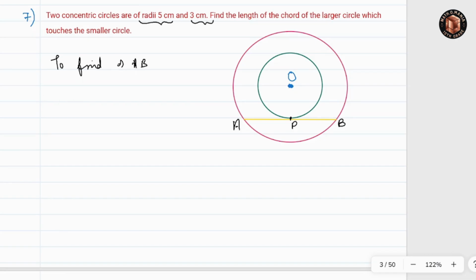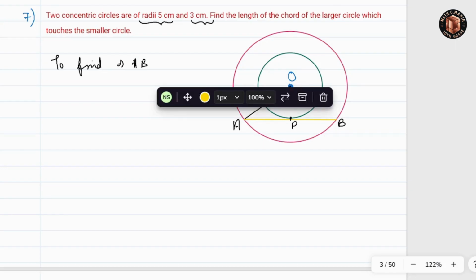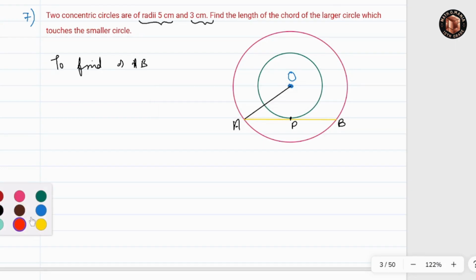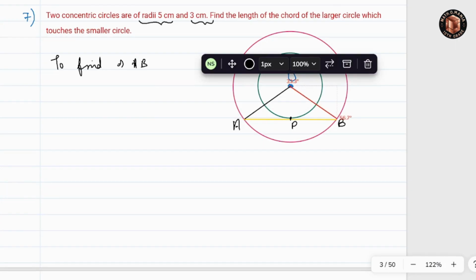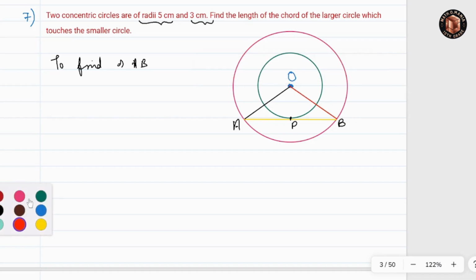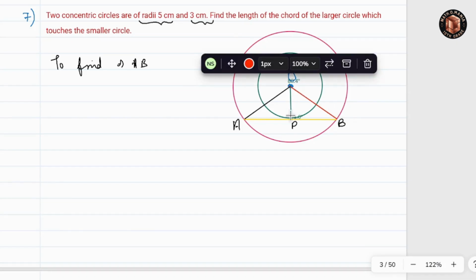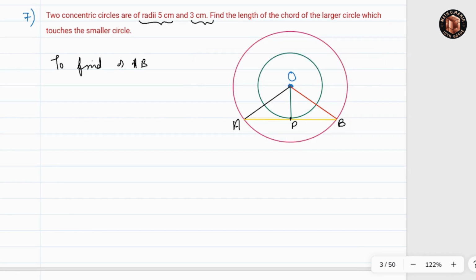Now, what all things are given? They are telling that two circles are there. Both the circles are concentric. That means that they share the same center. Okay. And the larger circle is 5 cm and the smaller circle is 3 cm in radii. From here till O, I will connect a point. And from there, what I will do, I will connect from here till P. Then I will connect from O to P. I will connect now.